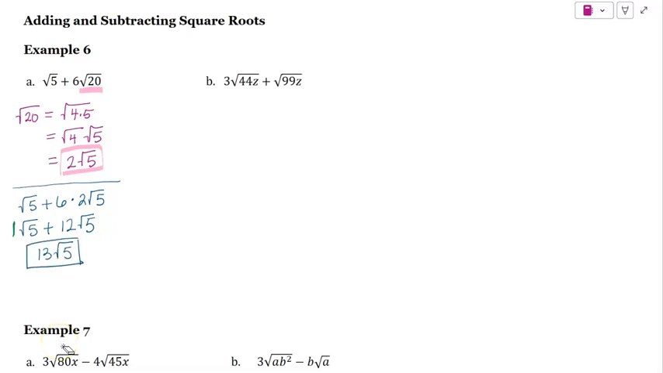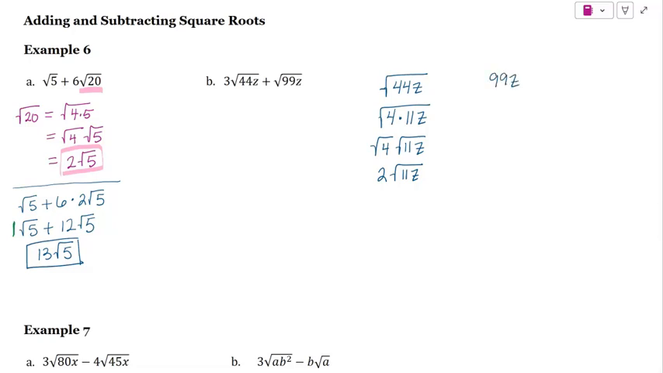Example B. I've got two different square roots that are not similar, so I want to try to simplify them and see if I can make them like terms. Let's look at the square root of 44z first. 44 is 4 times 11. I can bring that square root of 4 out, separate those, because 4 is a perfect square. So I end up with 2 times the square root of 11z.